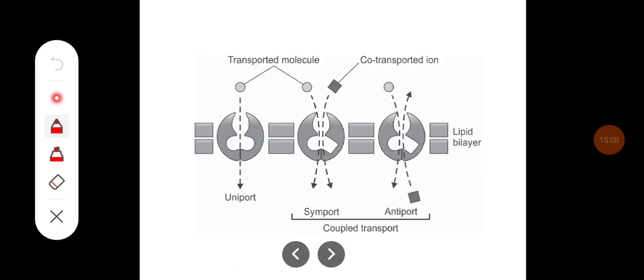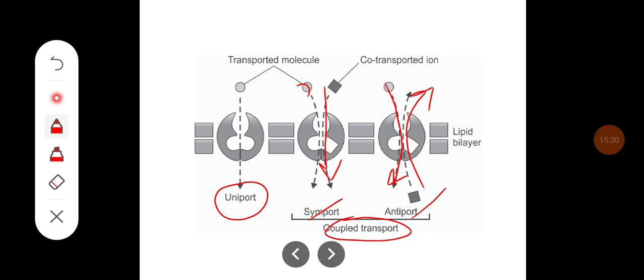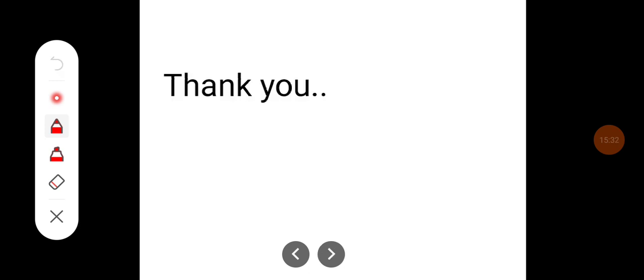Okay. So these are the examples showing the uniport mechanism and the coupled transport, which can be symport or antiport. In symport, the two substances are going to move in the same direction, whereas in antiport, the substances are going to move in opposite direction. So this is in brief about the transport of substances across the cell membrane.